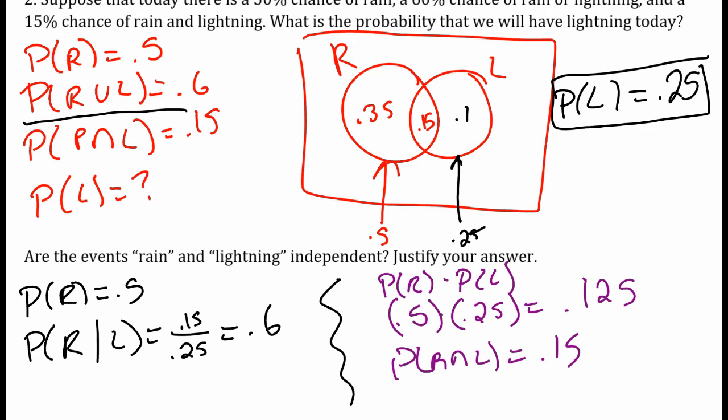Rain and lightning are not independent because P of R times P of L does not equal P of R intersect L. Either way you go, pick one and get good at it.